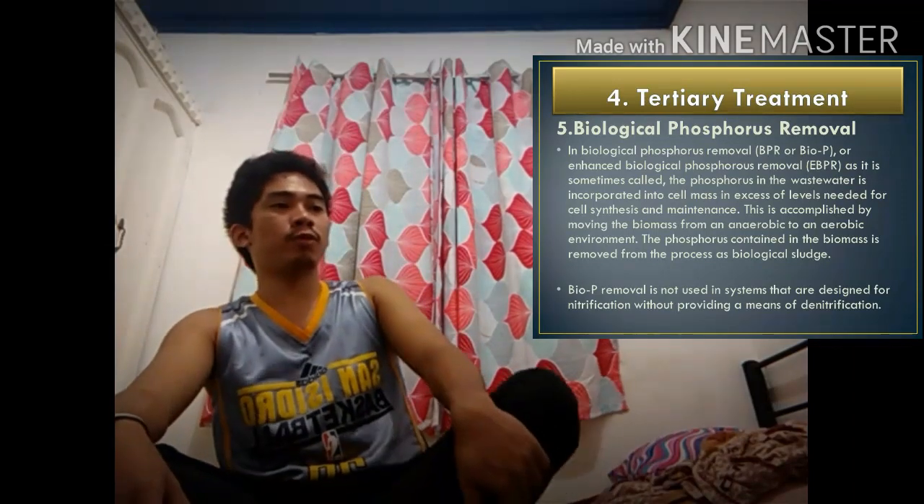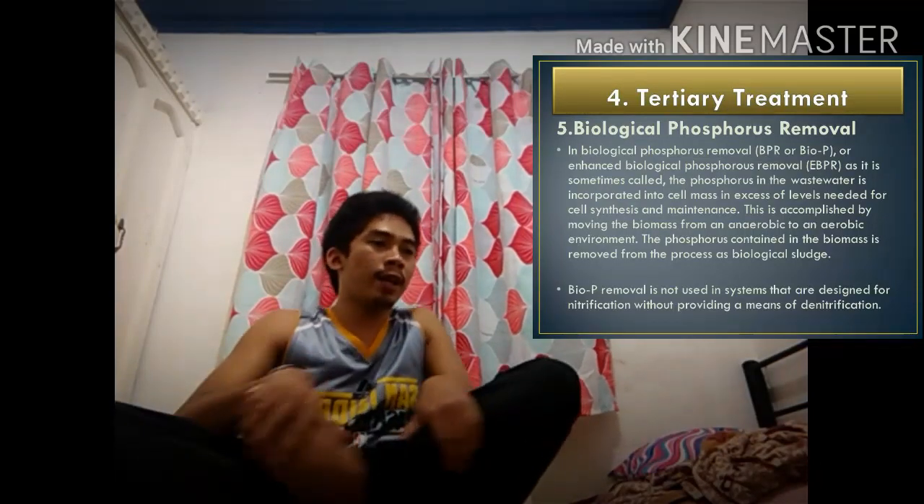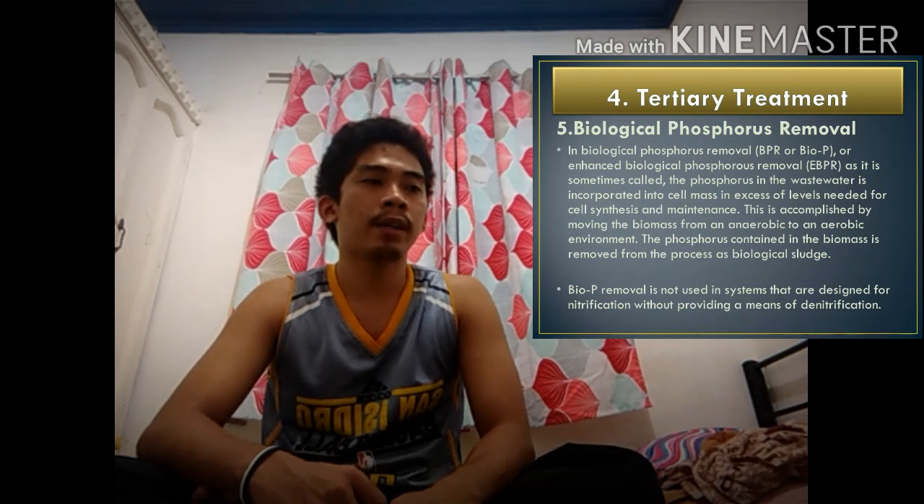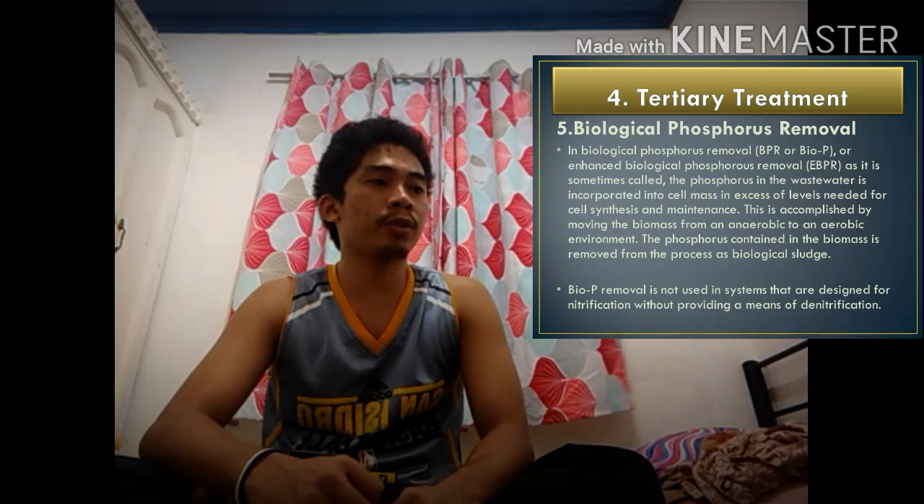The fifth process is the biological phosphorus removal. In biological phosphorus removal, or BPR, or you can say BioP, or enhanced biological phosphorus removal, as it is sometimes called, the phosphorus in the wastewater is incorporated into cell mass in excess of levels needed for cell synthesis and maintenance. This is accomplished by moving the biomass from an aerobic to anaerobic environment. The phosphorus contained in the biomass is removed from the process as biological sludge.